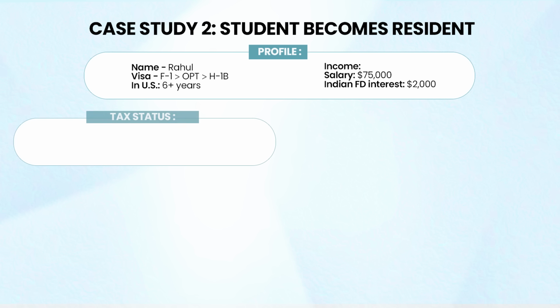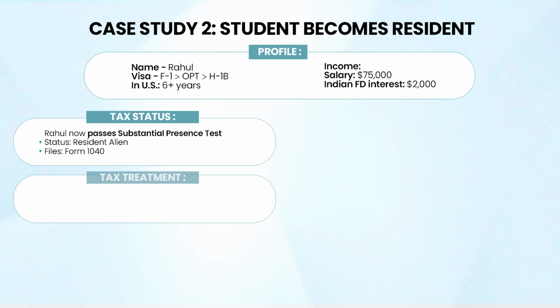Now let's look at his tax status. Since Rahul has been in the United States for more than 6 years, he now passes the substantial presence test. This means his filing status is resident alien and he will file Form 1040, which is the standard tax form used by US residents and citizens.